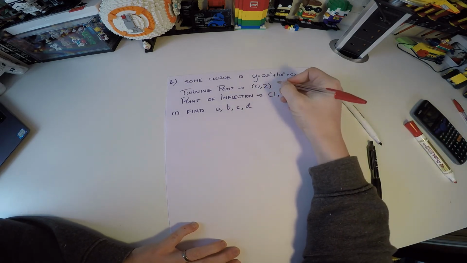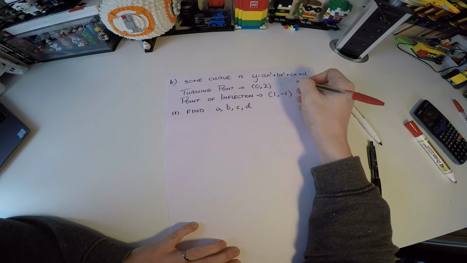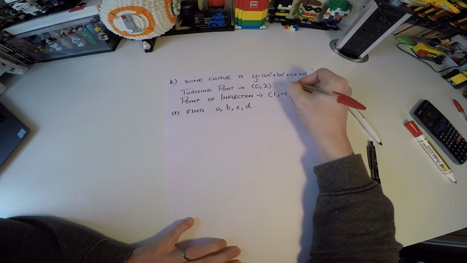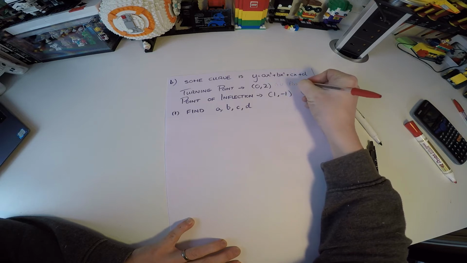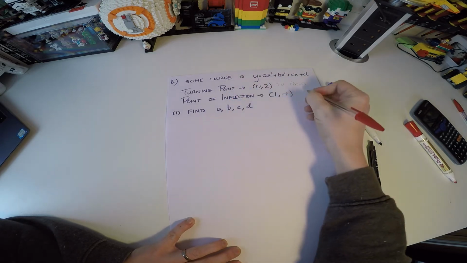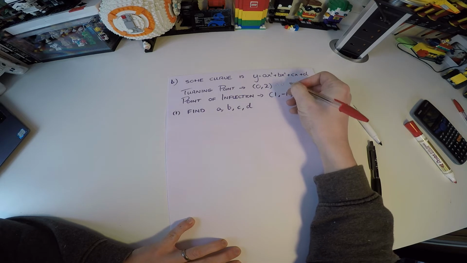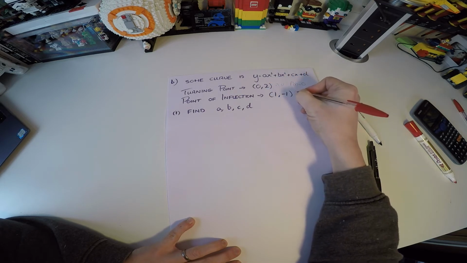So a turning point is just something like this or something like this. So the turning point, remember, is where the slope's equal to 0. So essentially it's where the first derivative is equal to 0. And a point of inflection is where it changes from this stuff to this stuff, or vice versa. So something like this point in here.